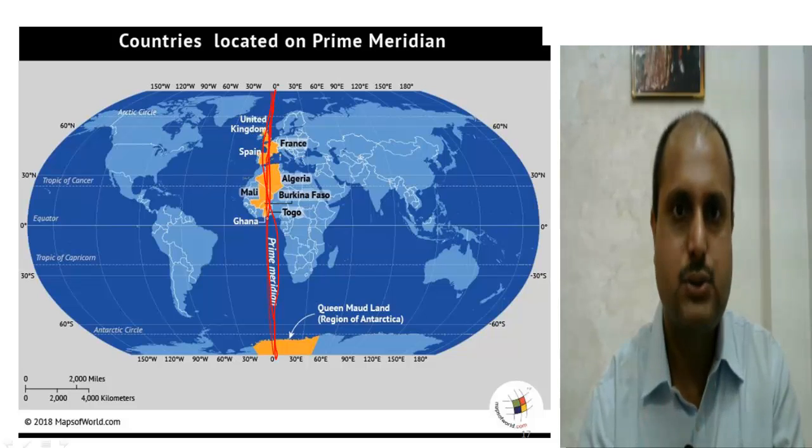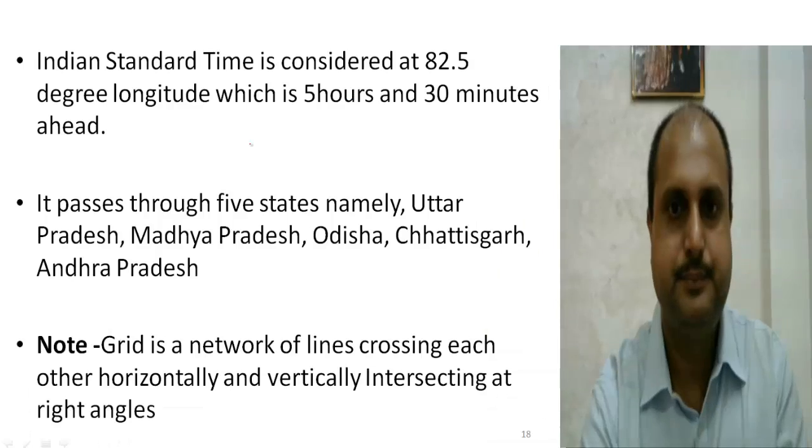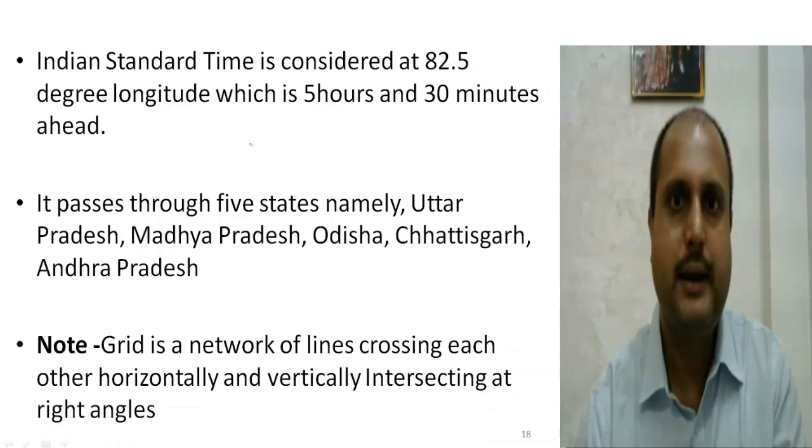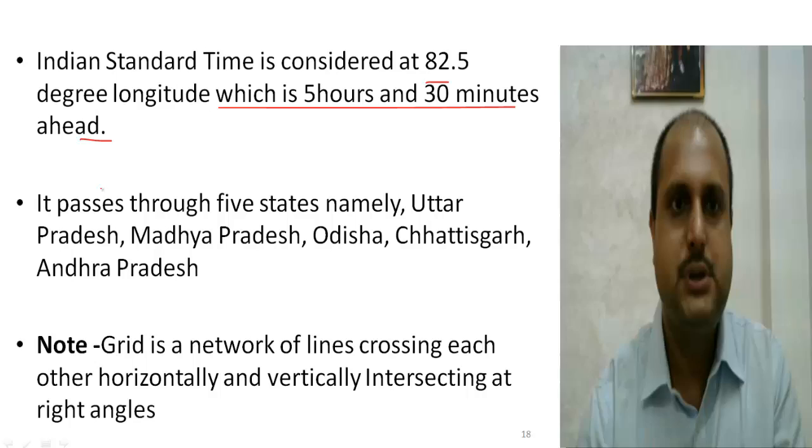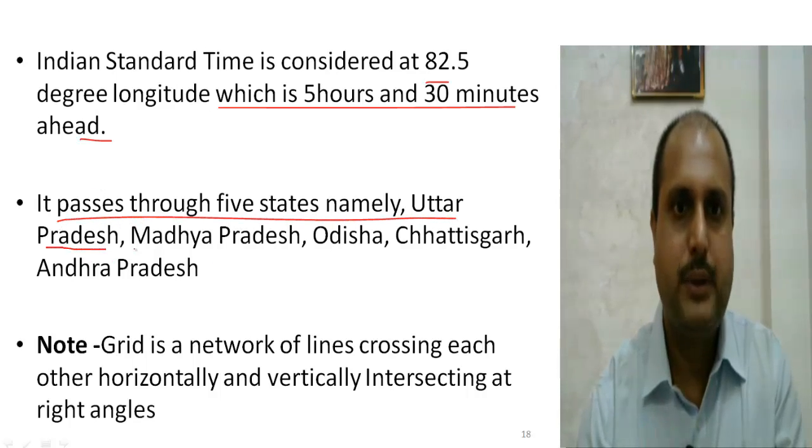Now I hope you have understood that if anybody is going towards the east, he will be ahead of the GMT and he will gain time, and if anybody is moving towards the west, he is going to lose time. Now Indian Standard Time is considered as 82.5 degrees longitude, which is 5 hours and 30 minutes ahead of the GMT. It passes through 5 states, namely Uttar Pradesh, Madhya Pradesh, Odisha, Chhattisgarh and Andhra Pradesh.